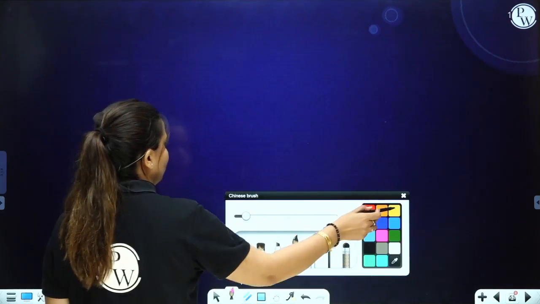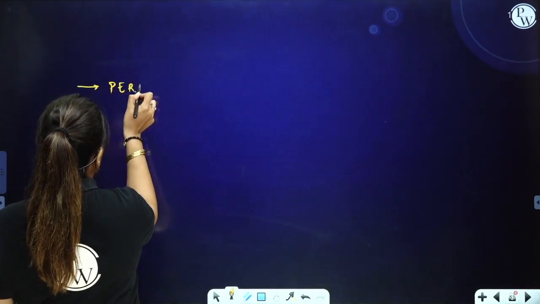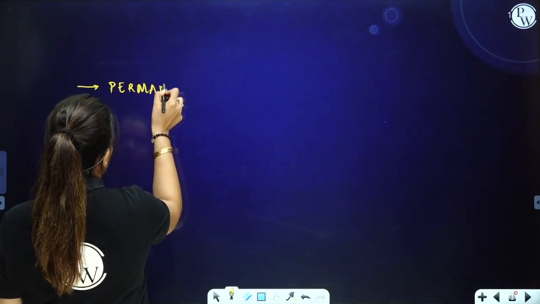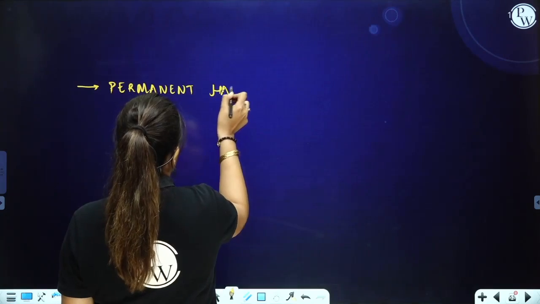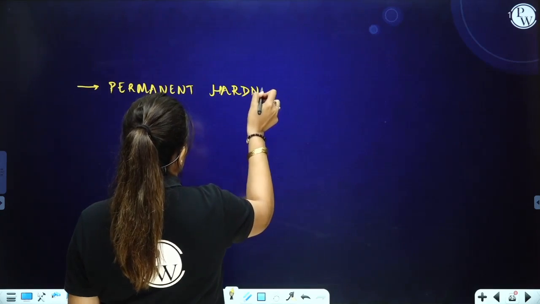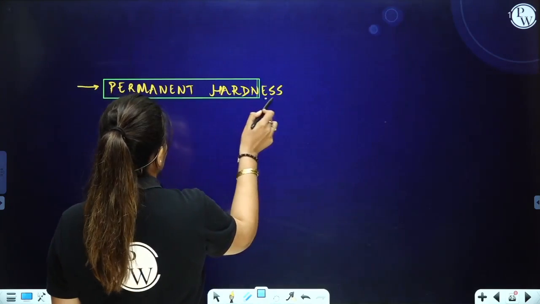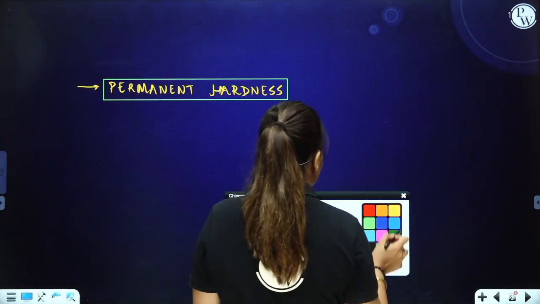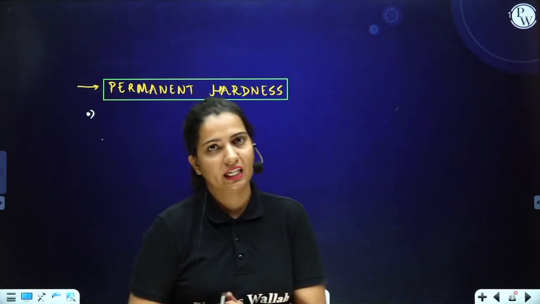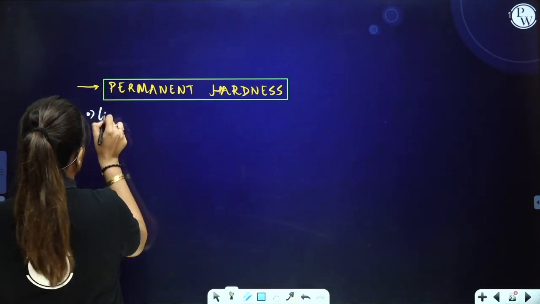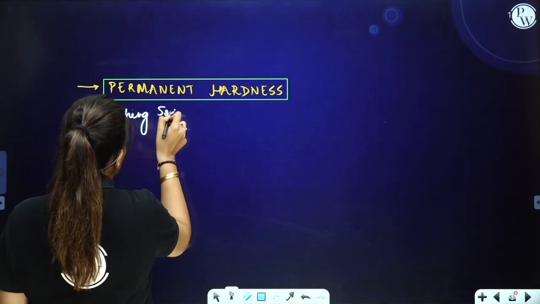Now we have to remove the permanent hardness. Now permanent hardness can be removed by many methods. First of all, what method can we use? We can use the washing soda over here.